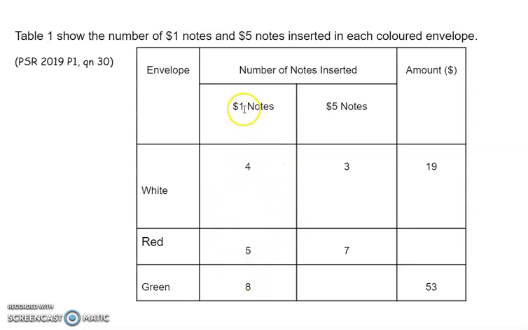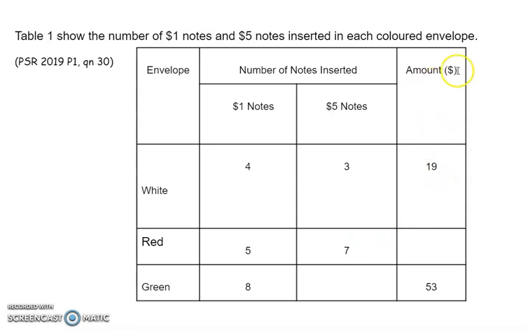Okay, how many pieces of $1? How many pieces of $1 in the red? How many pieces of $1 in the green envelope? Now here on the other side it says $5 notes. What does it mean? How many? This shows the number of $5 notes in the white envelope, the number of notes in the red envelope.